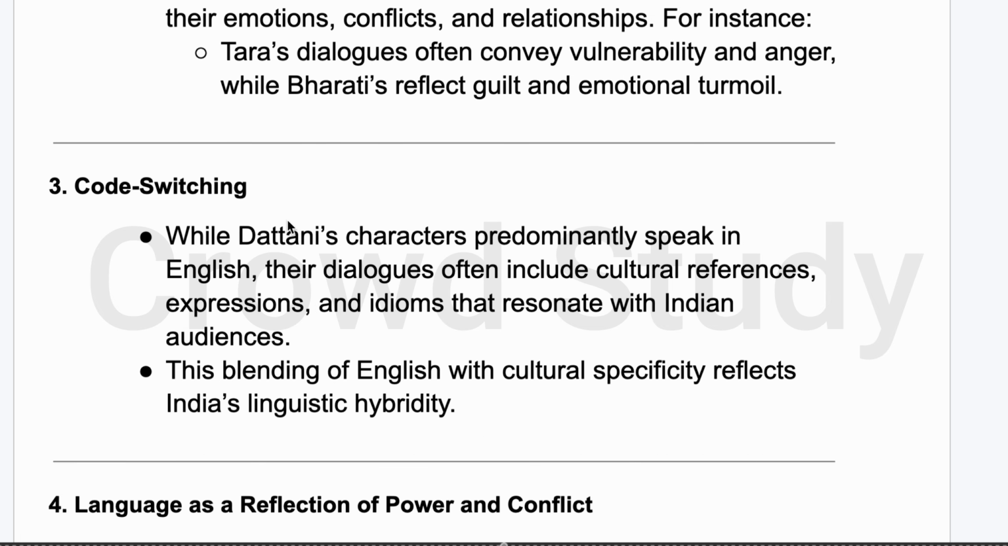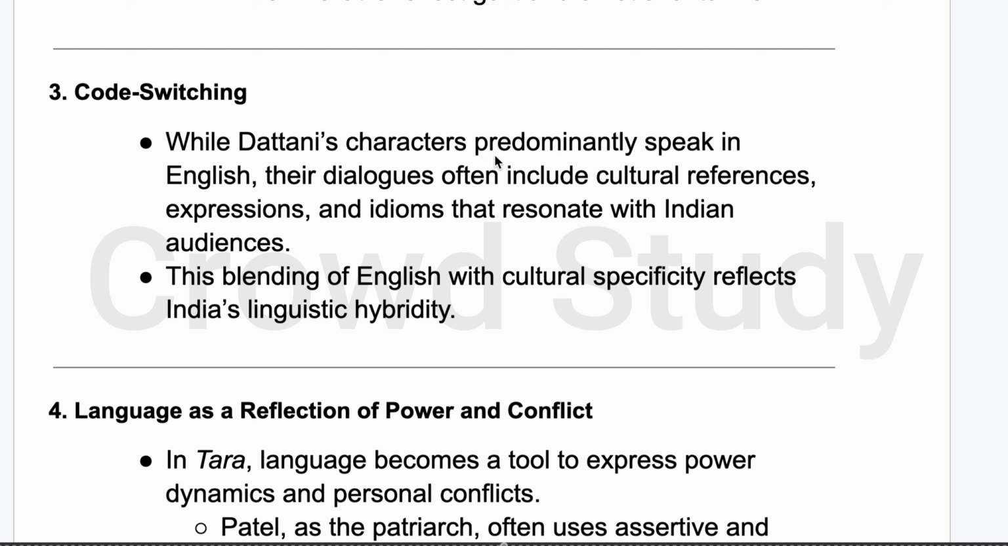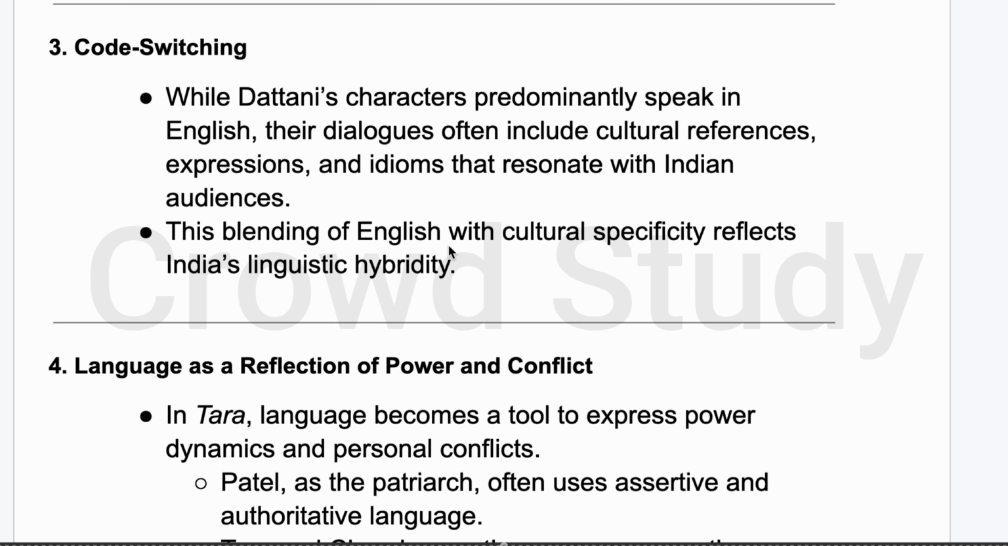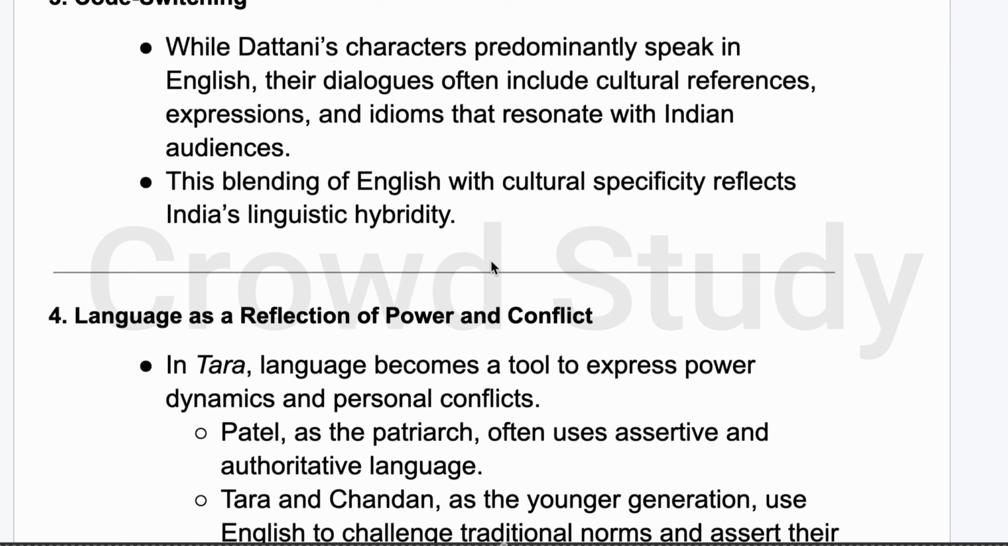Number 3. Code switching. While Dattani's characters predominantly speak in English, their dialogues often include cultural references, expressions, and idioms that resonate with Indian audiences. This blending of English with cultural specificity reflects India's linguistic hybridity. Number 4.